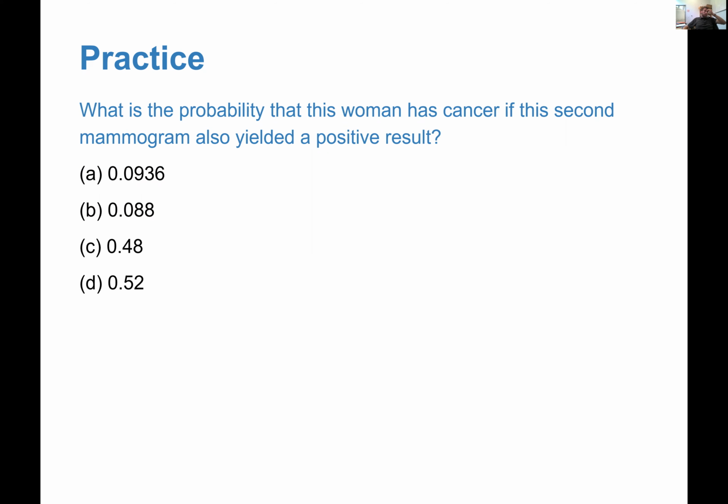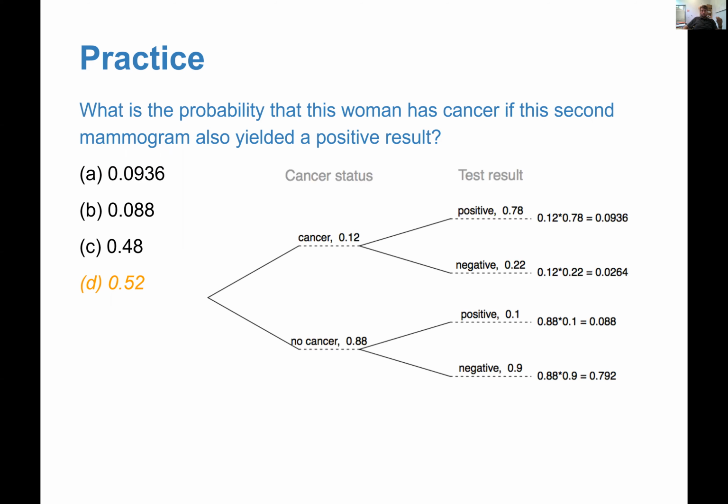Okay, so pause your video and do a tree diagram like 2 slides ago and see if you can figure it out. Okay, I'm going to give you the answer now in 3, 2, 1. So the correct answer is 52%.